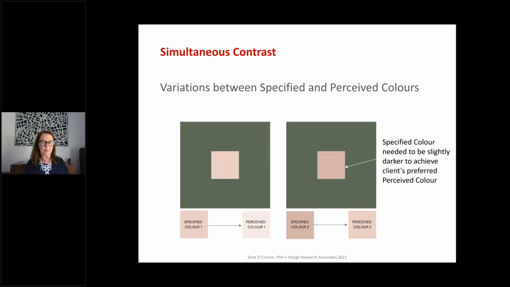Here's the same set of specified colours and perceived colours. You'll notice that the client's specified facade colour, which is specified colour number 1 on the far left here, actually needed to be slightly darker and deeper, as per specified colour number 2, to achieve the preferred specified colour of a light terracotta. And this is what happens when colour appears in an environment that is particularly green, dark green, like this environment. It does set up this environmental simultaneous contrast effect.